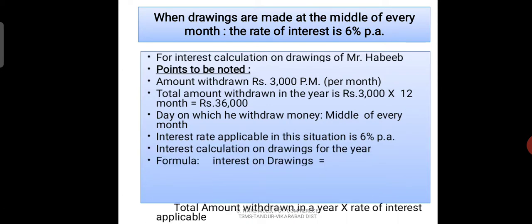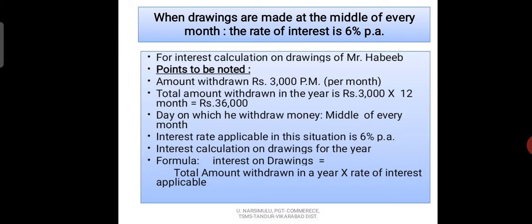And the formula we write right here, total amount withdrawn in a year and rate of interest applicable, that is 6%. If you calculate the interest, you get 1,080 rupees. So it's wrongly printed, 1,080 rupees, not 10,800, 1,080 rupees. In this way we can calculate interest on drawings in 3 different situations. Only 3 different situations we see in the problems. We won't get other situations except these 3.